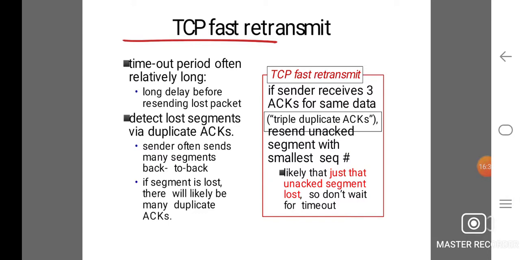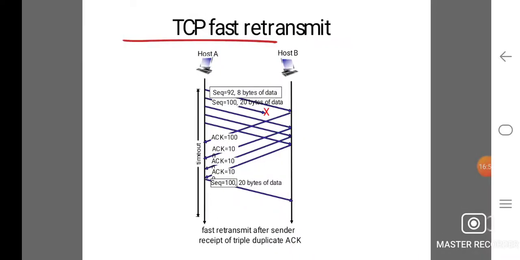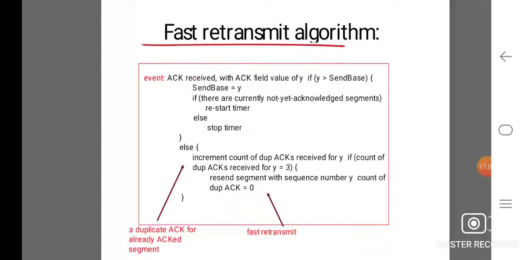TCP fast retransmit: the timeout period is often relatively long, causing a long delay before resending lost packets. Detect lost segments via duplicate ACKs. The sender often sends many segments back to back. If a segment is lost, there will likely be many duplicate acknowledgements. TCP fast retransmit: after the sender receives a triple duplicate acknowledgement.